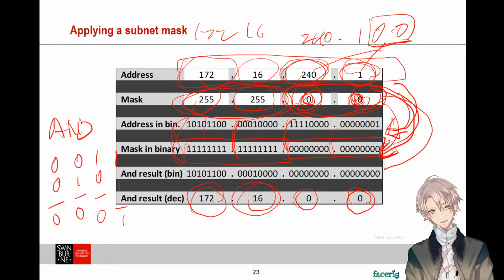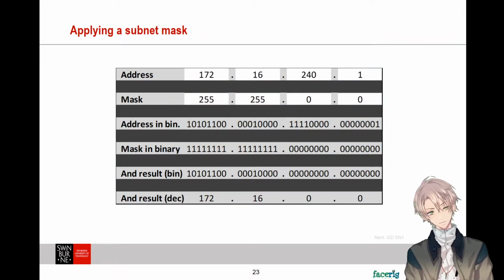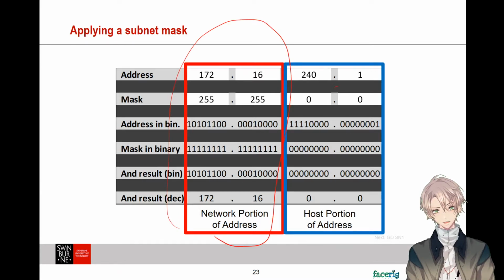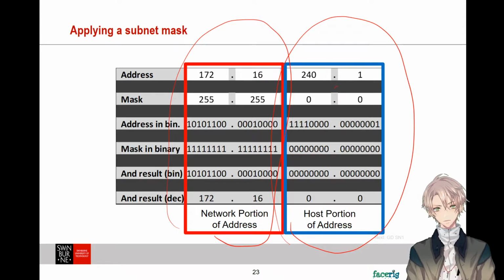Although, you need to be careful if you see something like this. If you see the network mask over here is not .0 but .16 or .32 and so on, then you need to calculate using the ANDing method. This is what we call the network portion of the address, and this is what we call the host portion of the address. You can see it by looking at the ones over here and zeros over here. The host portion of the address in the mask in binary should be zeros.